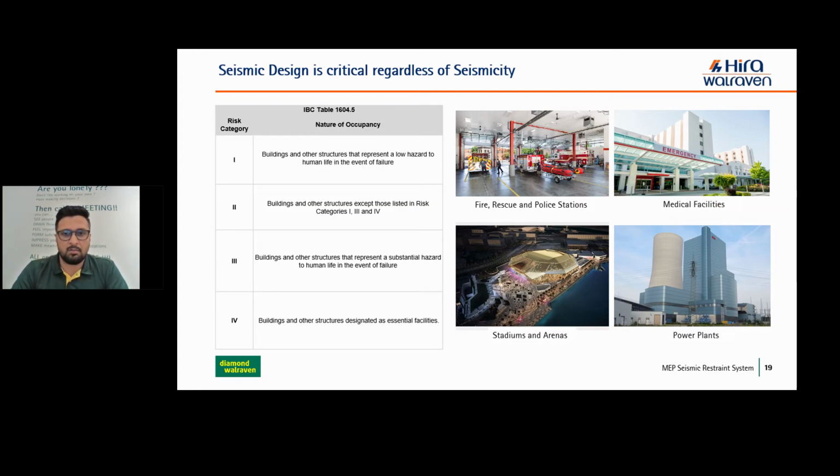Seismic design is very important regardless of the structure, and these seismic events do not depend on the type of structure. We have fire rescue systems, medical facilities, stadium arenas, power plants and residential buildings, all categorized based on nature of occupancy according to IBC. As you can see on the left side of your screen, these building categories range from low hazard to high hazard and low risk to high risk, categorized under 4 categories.